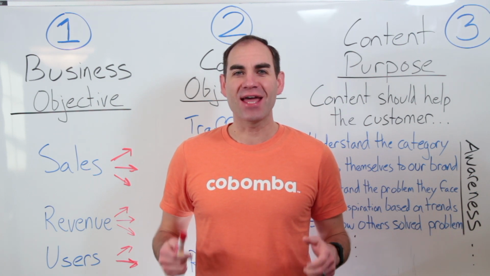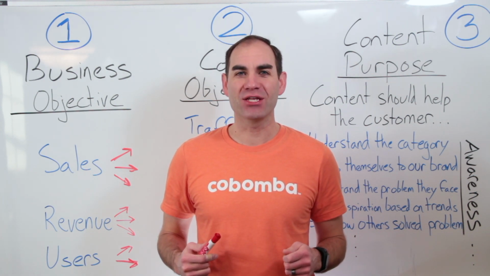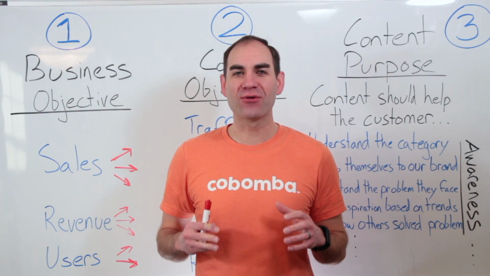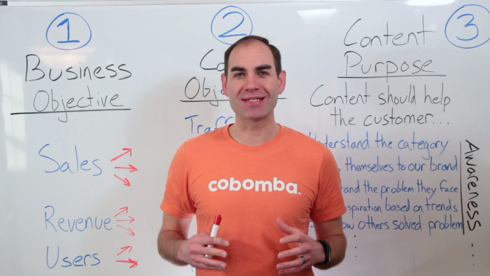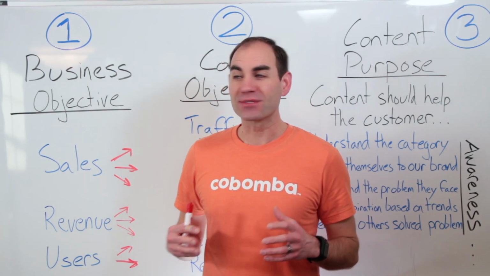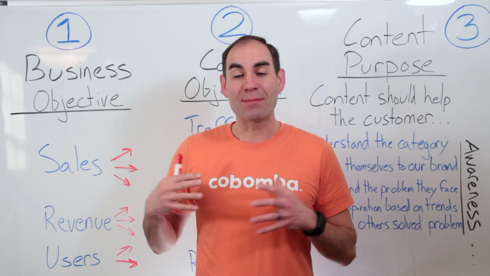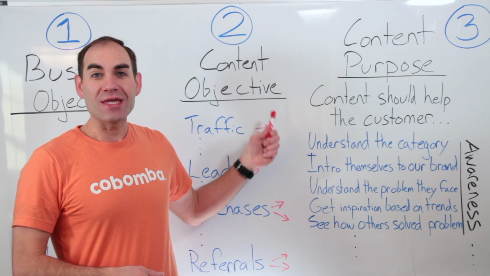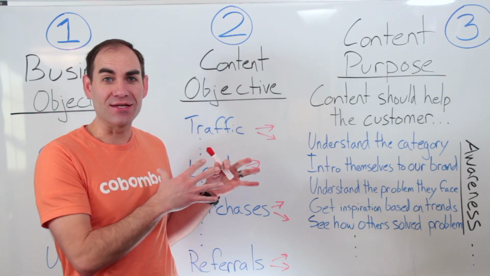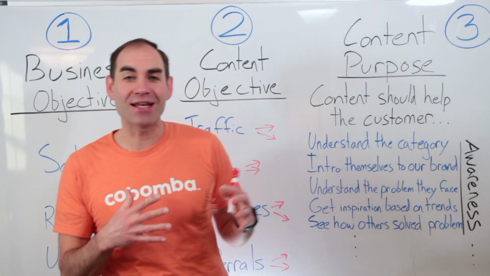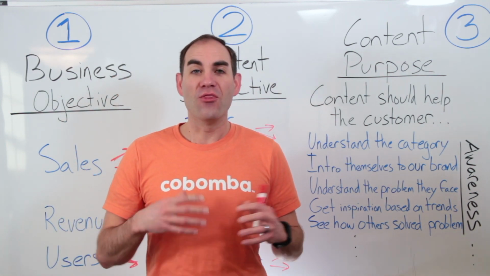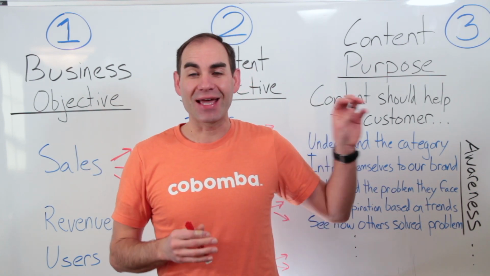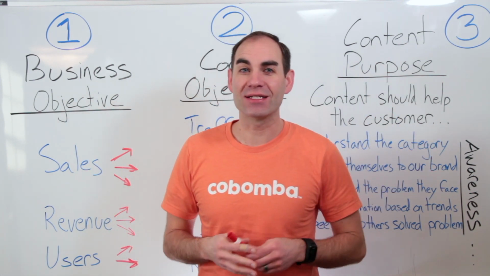It can be hard to get everyone in your organization on the same page with your content strategy. Here's a recipe for connecting the dots for everyone in your organization. There are 3 steps. First, you need to identify the business objective that your content is going to help. Second, you need to identify the content objective. And third, you need to identify the content purpose. Then you can share how the business objective connects to the content purpose and ultimately the content results.